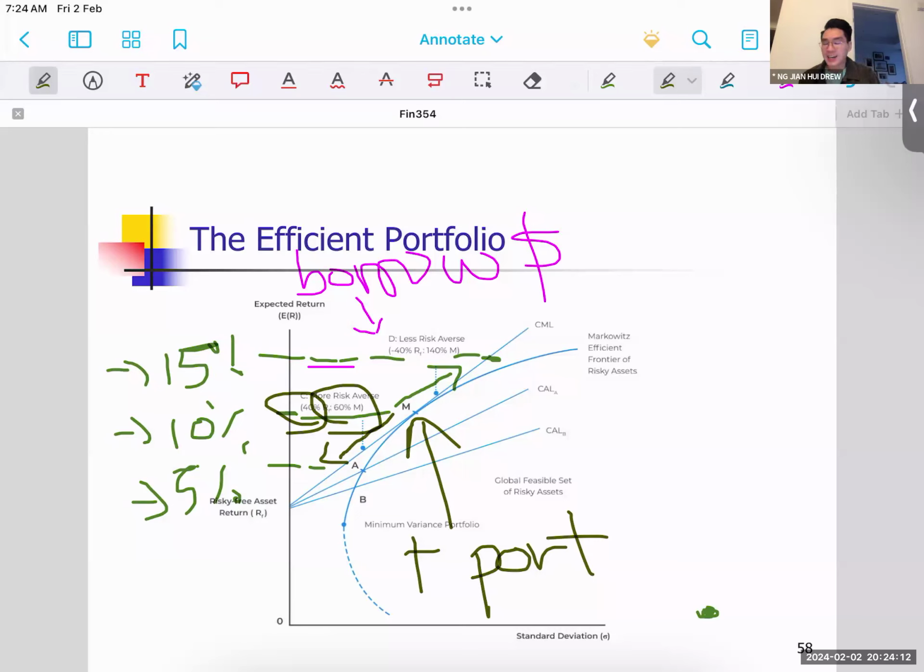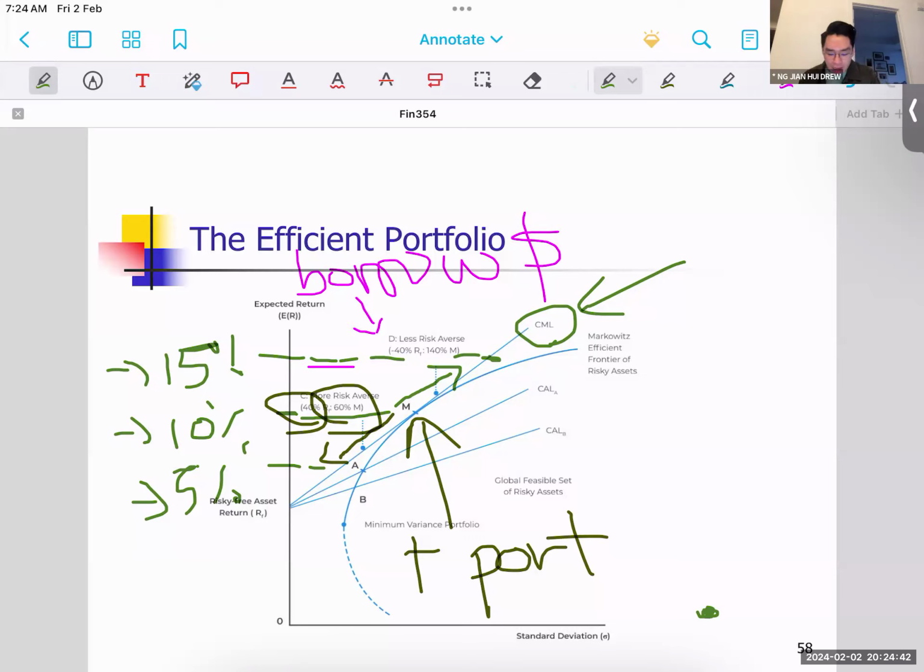So at this point, again, there is another terminology that I want to highlight. What is this CML? CML is called capital market line. The capital market line is this special line that touches the efficient frontier. Okay, I repeat again. CML is called capital market line, and this is only one line. It is the line that touches the efficient frontier.